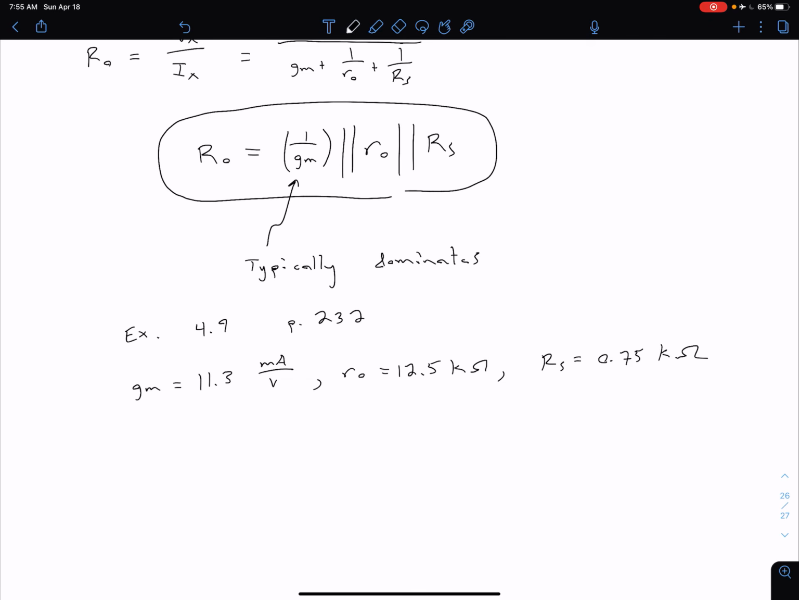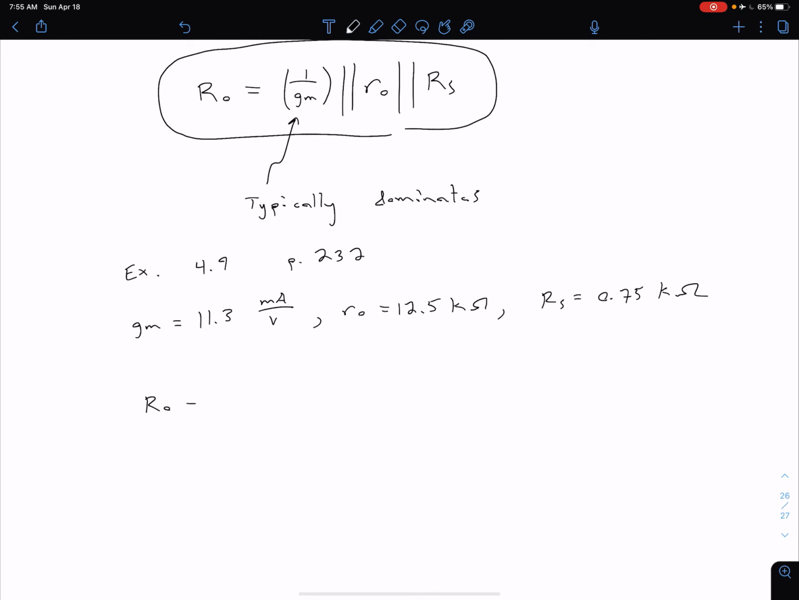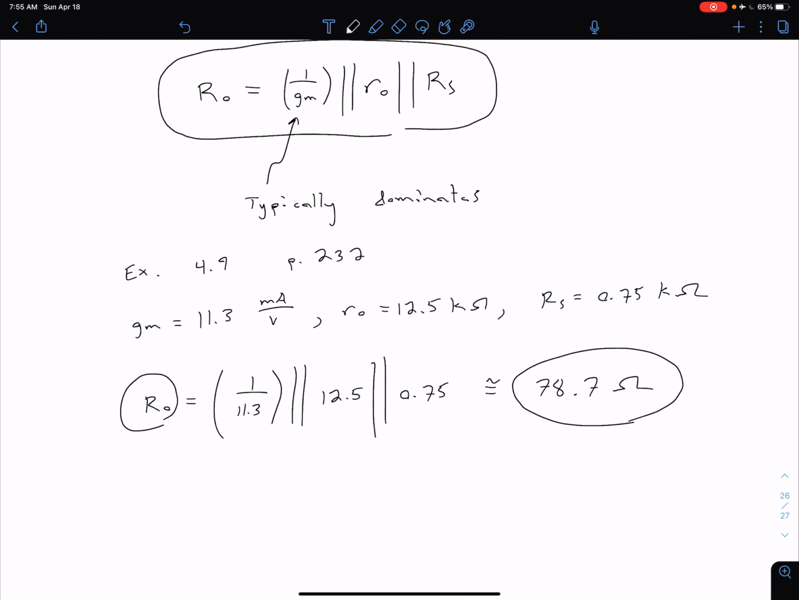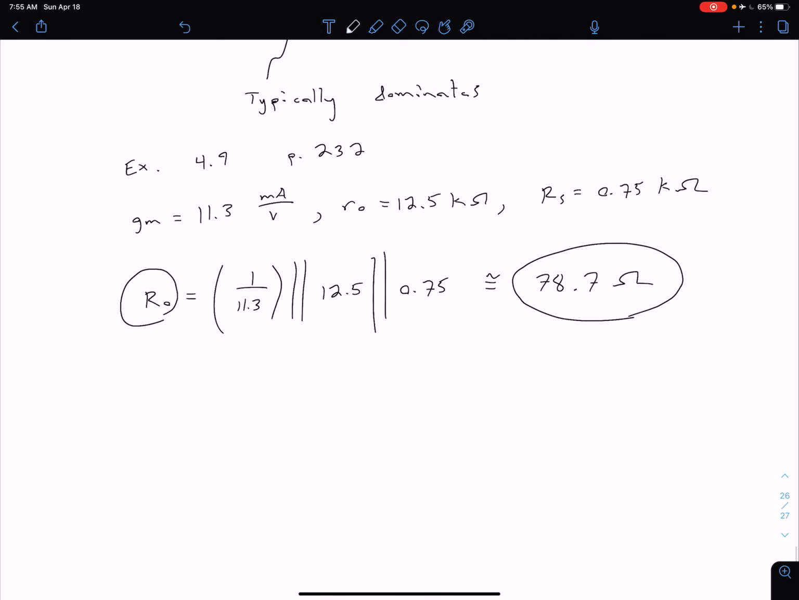And so if we plug into our output resistance formula, we see this is going to be R naught is equal to, and I'm going to leave everything in terms of milliamps and k ohms, so I have 1 over 11.3, which is going to be in parallel with 12.5, which is in parallel with 0.75. And so in this case, we end up finding that this is approximately equal to 78.7 ohms. So what we notice is that this is a relatively small output resistance. So we have a small output resistance of our amplifier, R naught.